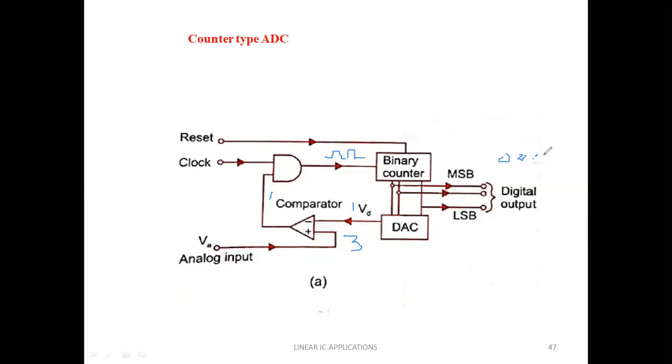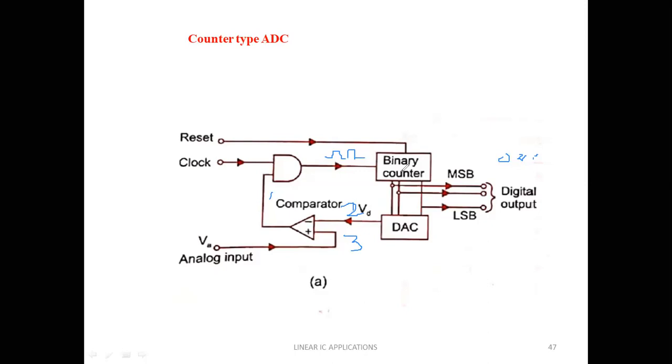0, 0, 1, 0 will again be converted into analog, and the output is 2 volts. So again the 3 volts is greater than the 2 volts. The comparator output is 1, and it transmits the next pulse.